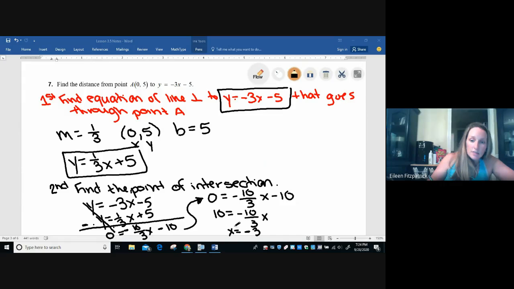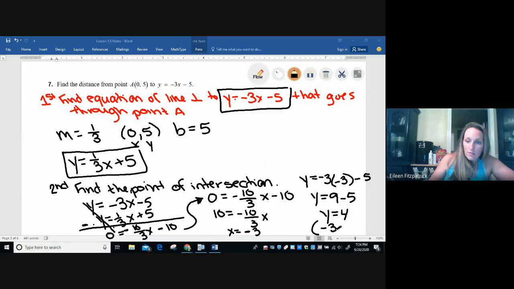So now that you know your x value is negative 3, you're going to take one of these two original equations and plug in the x to find the y. I'm going to use the equation that doesn't have any fractions. y is equal to -3 times, instead of x, you plug in the x value, which is -3, minus 5. So y is equal to 9 minus 5, so y is equal to 4. So now I finally found where they intersect. They intersect at (-3, 4).